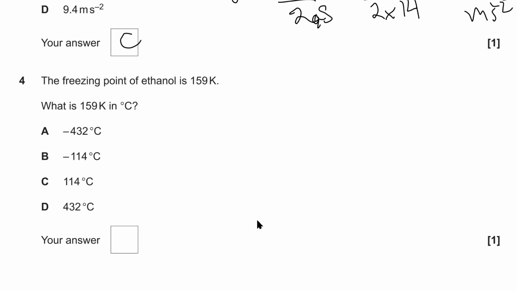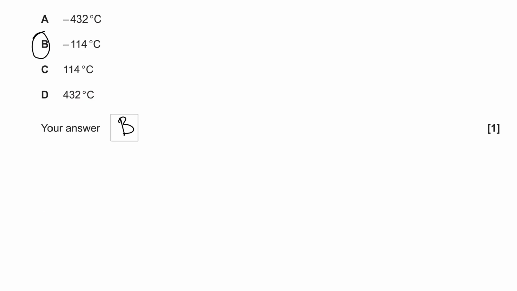The freezing point of ethanol is 159 Kelvin. What is 159 Kelvin in degrees Celsius? It's actually kind of easy to get this question wrong. So remember, 0 Kelvin is around minus 273 degrees. So that means that 159 Kelvin will be given by minus 273 plus 159, and that's going to give me minus 114 degrees C. Correct answer is B. Okay, moving on.